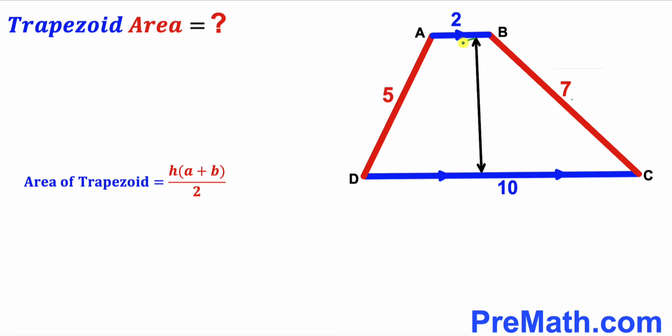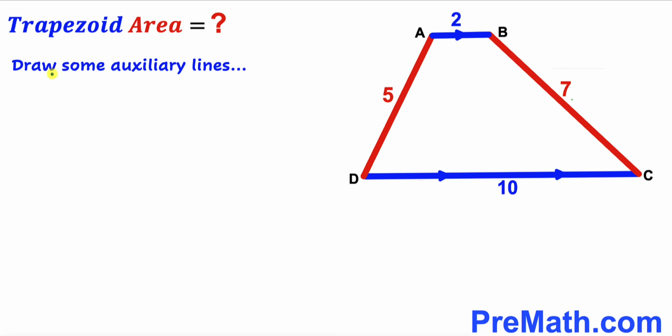Here in our case, this is the height, lowercase h, of this trapezoid. This is our base a and this is our base lowercase b. We know our lowercase a value is 2 and lowercase b value is 10. So our only task is to find the height h of this trapezoid before we can calculate its area. Therefore we are going to draw some auxiliary lines to make our job simple.